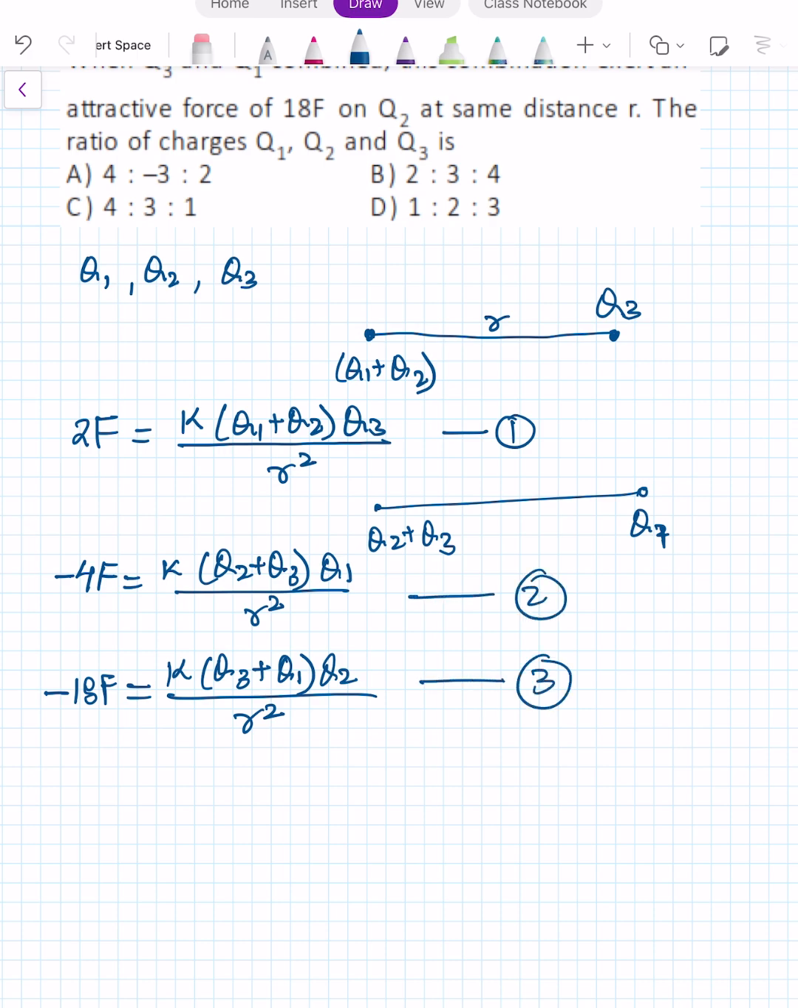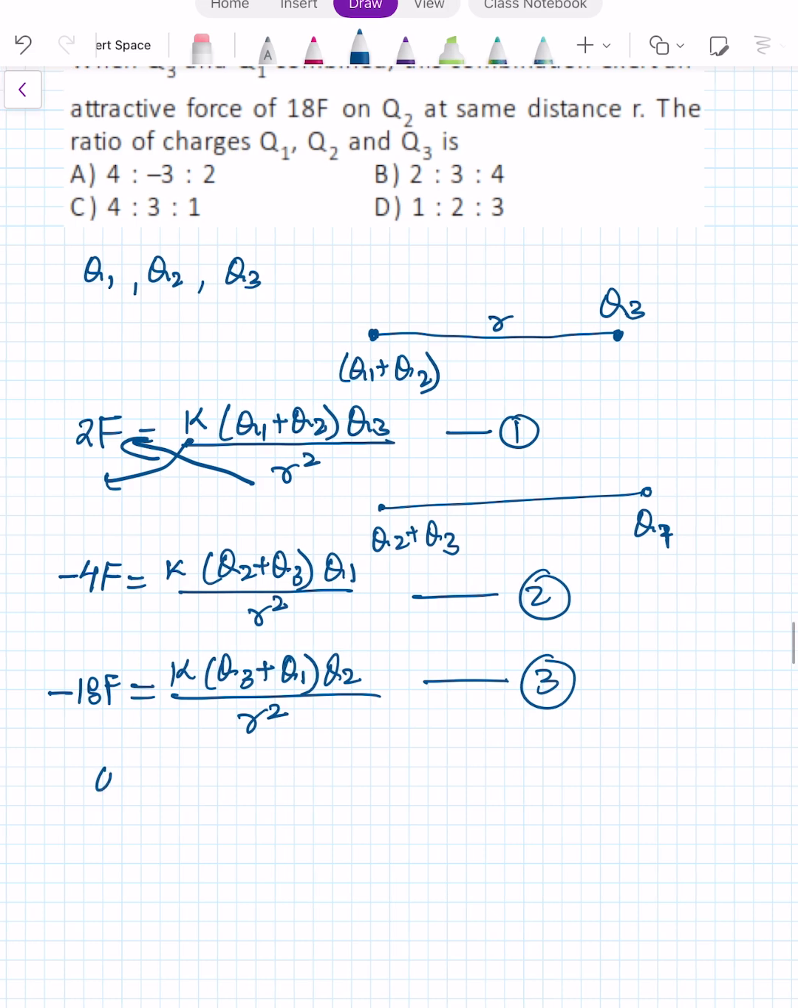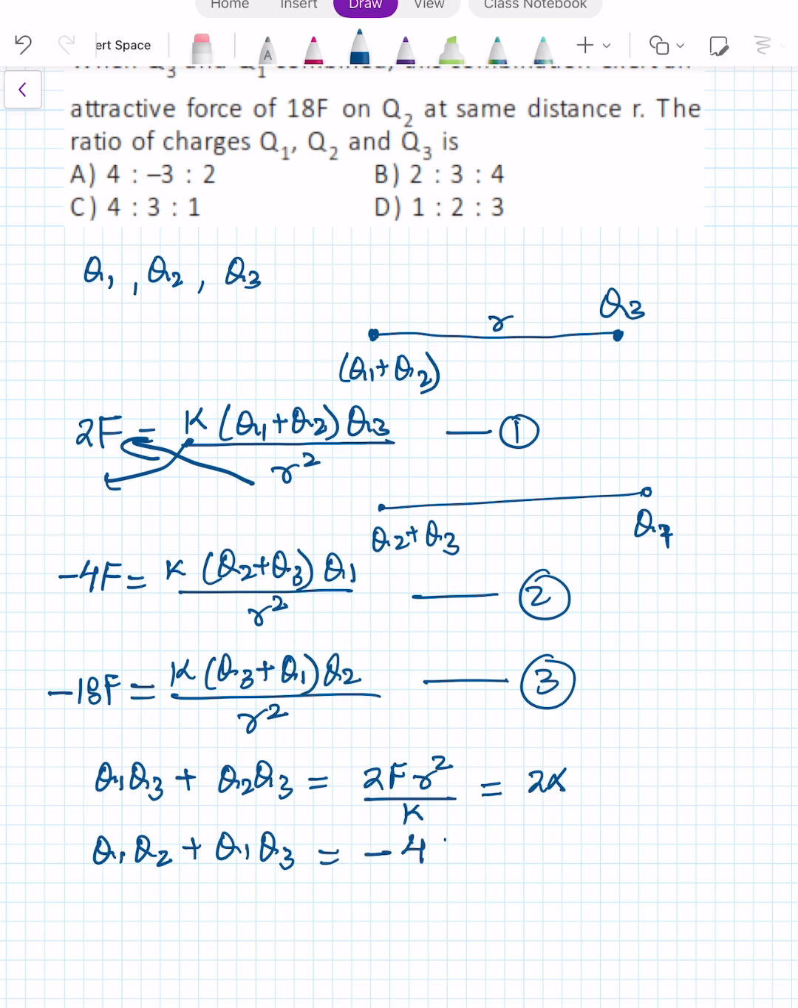Now let us take r square to this side and K also to this side. By cross multiplication, from equation 1 we get Q1Q3 plus Q2Q3 is equal to 2F r square by K. I am writing F r square by K as some constant alpha. So 2 alpha. Now the second equation will give Q1Q2 plus Q1Q3 is equal to minus 4 alpha.